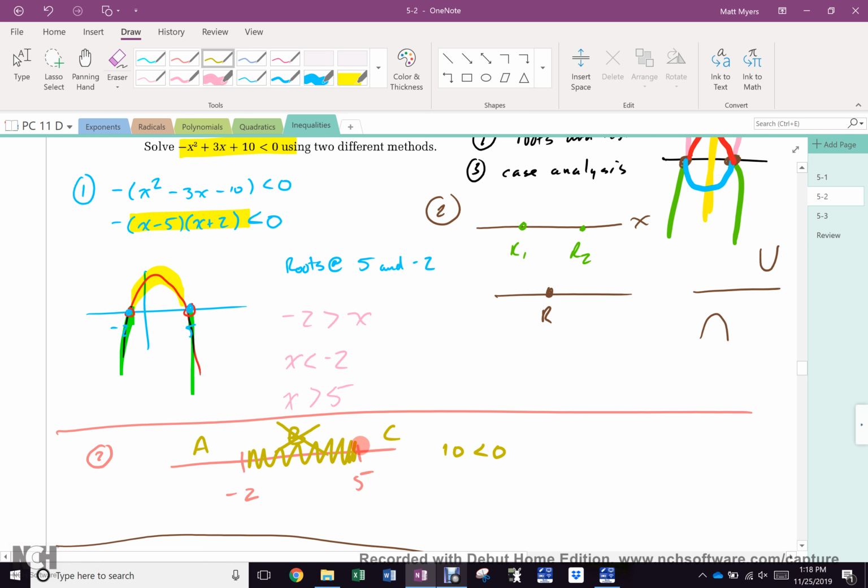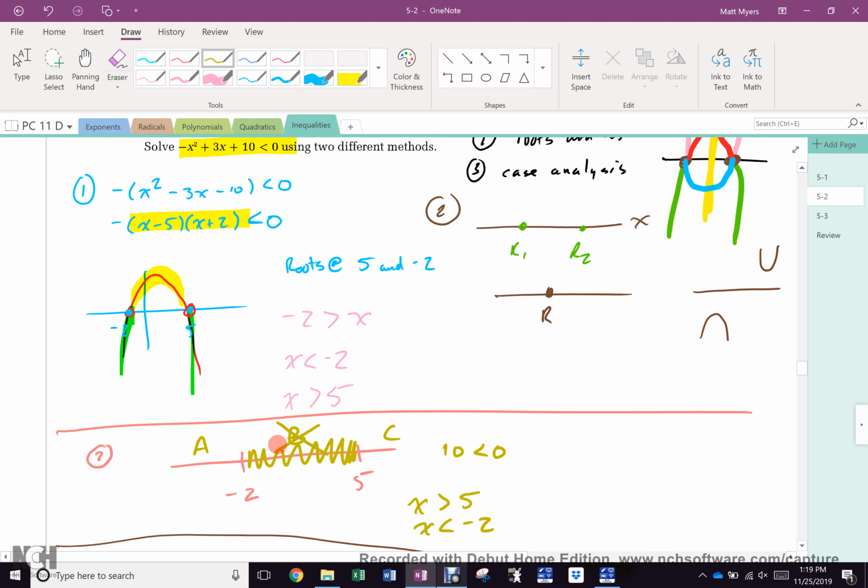Since you know what the parabola looks like, you know it's a sad parabola, you know it crosses the x-axis at those 2 points. If this is not okay, then these 2 must be okay. And I can just write x is greater than 5 and x is less than negative 2. Right? Everybody cool?